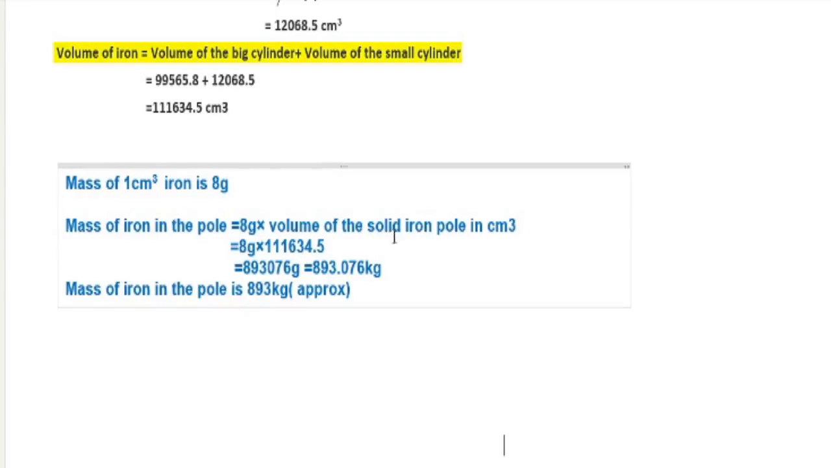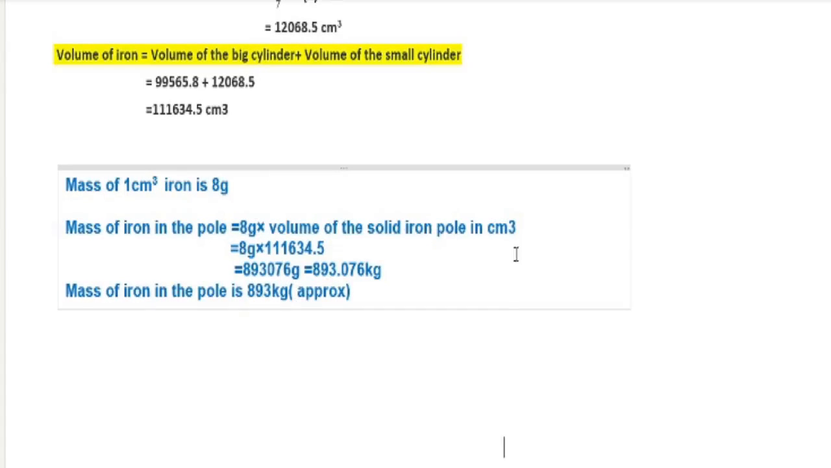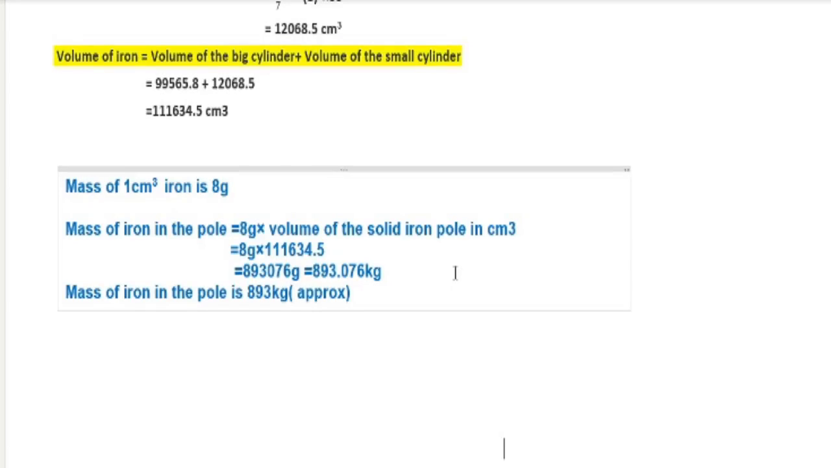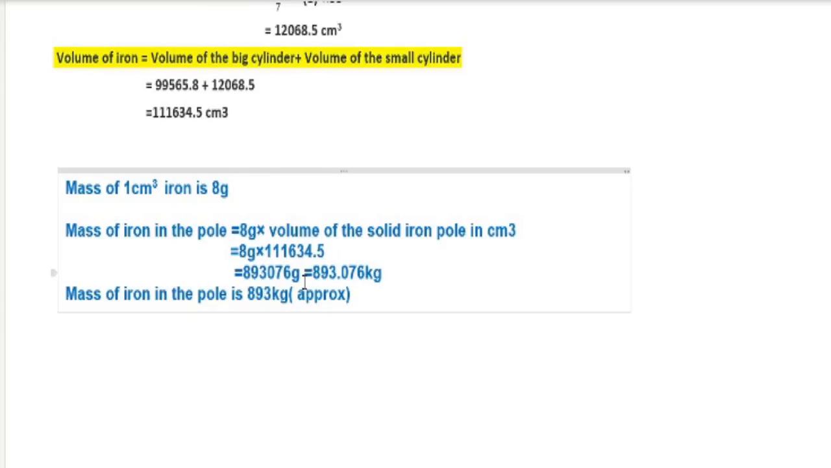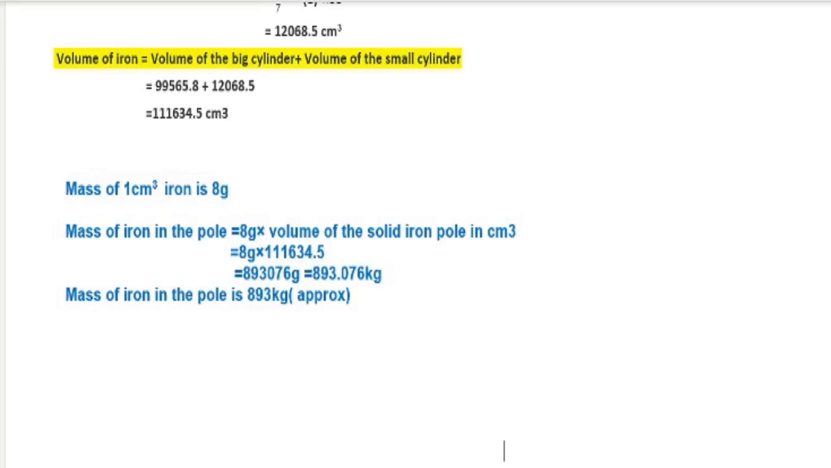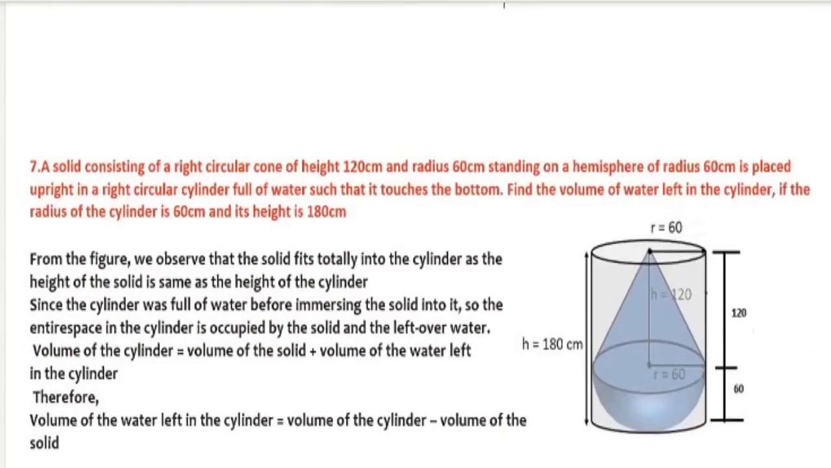So this is the mass of the iron in the pole. So for finding mass, we have to find out the volume of the object. It can apply in any other question also. Suppose we have to find out the mass of the material, so we have to find out the volume of this object first. Then the mass of this material you can find out. Now we will move to the next question. Question number 7.